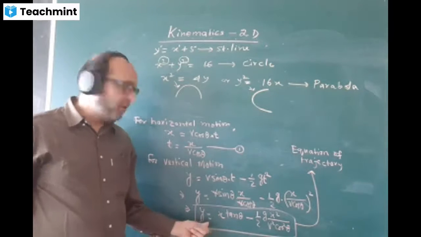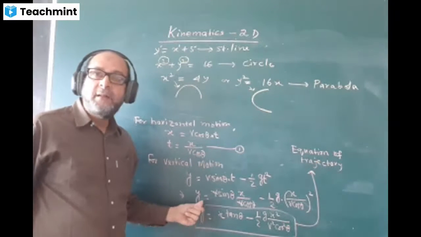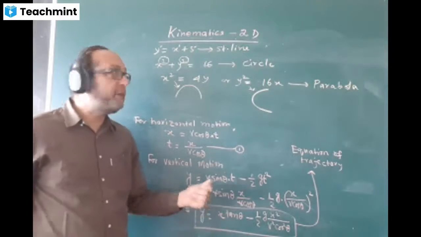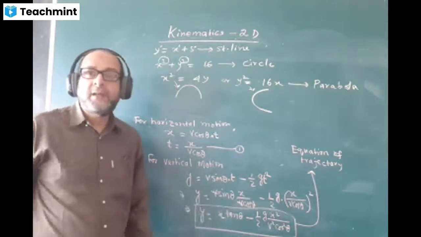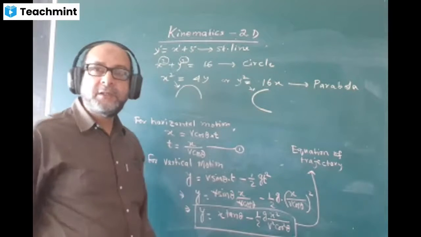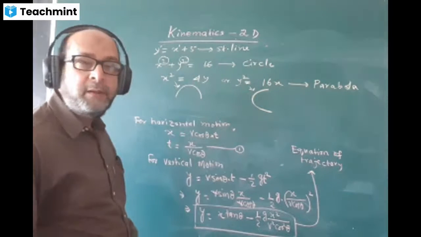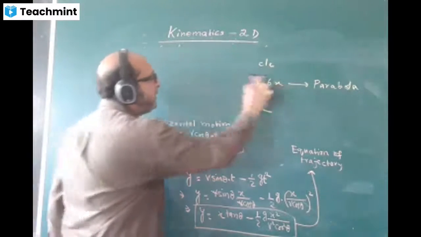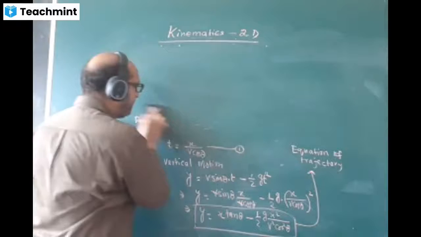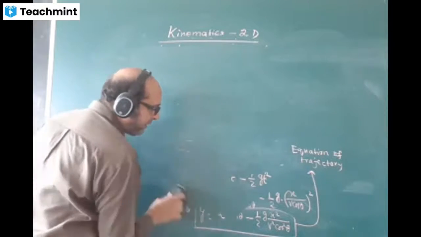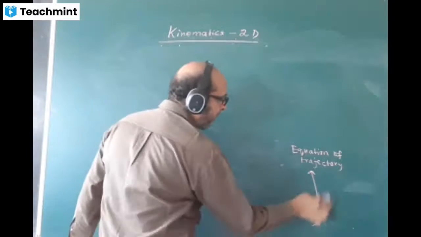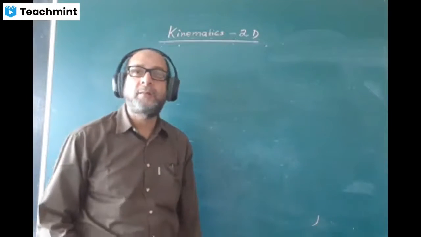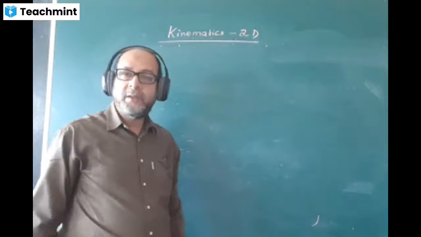After finding the equation of trajectory, we write: hence the path of a projectile is parabolic, and proved. Just write that. When a square comes in any one of them, then it represents a parabola. So on that basis, we say the path or the trajectory is parabolic in nature. That is, the equation of trajectory represents a parabola. Hope you have understood it.